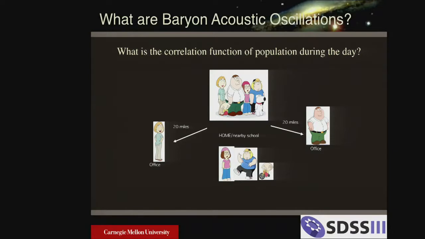So now, let me back up one step and ask you a question. This is an easier question for the groups. What is the population correlation function during the day? Don't think about galaxies. Think about normal, everyday things. They only commute 20 miles away. Everyone only commutes 20 miles. So they take the bus or the bike, whatever. They get to work in 20 miles, and they stop. And the kids and pets stay at home in a Gaussian distribution.